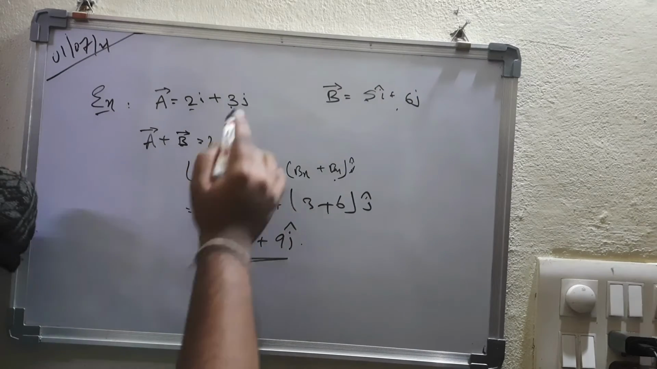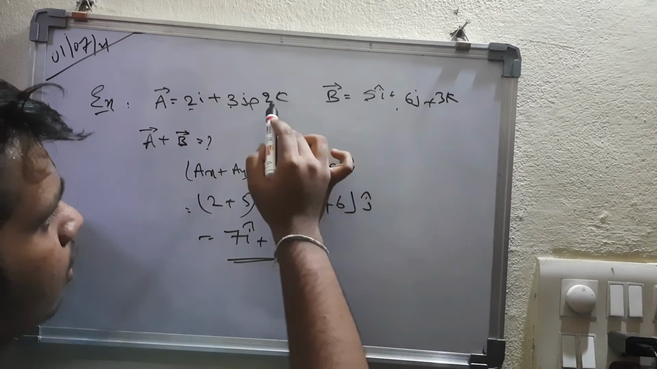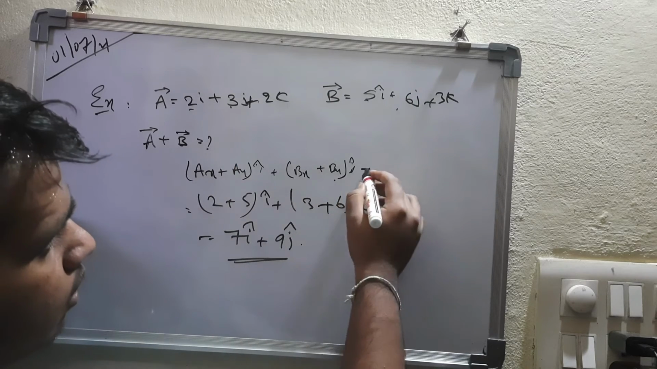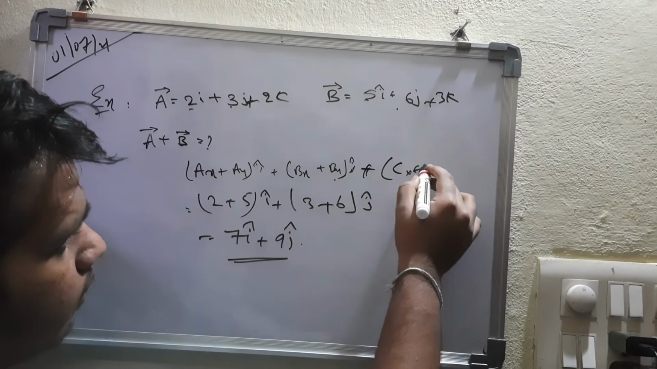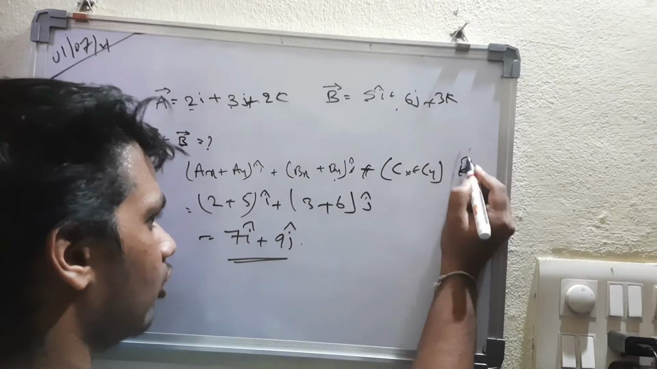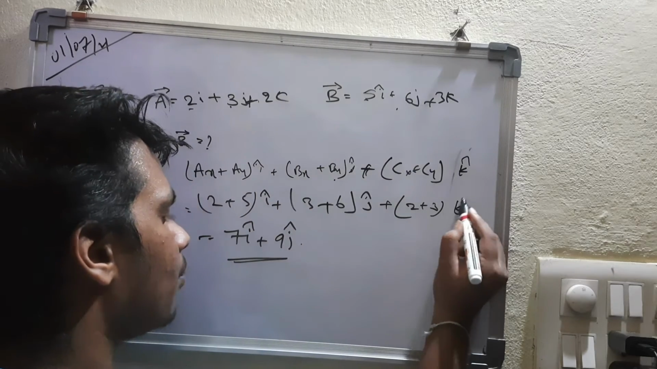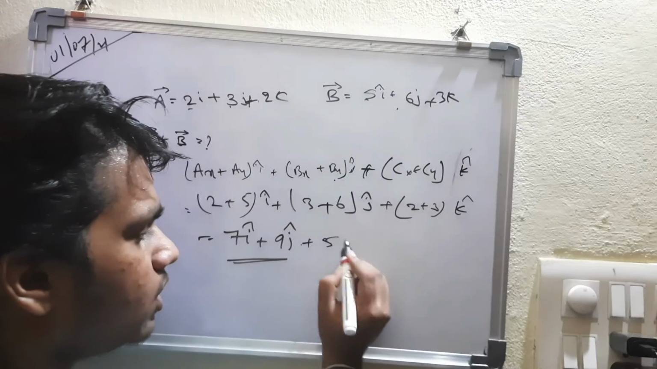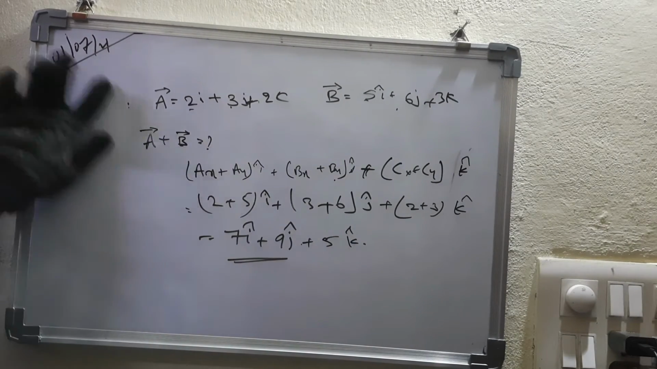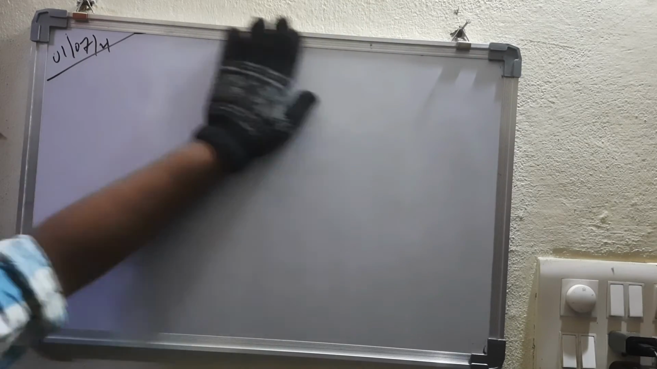Okay. If they give k, 2k and 3k, simply (cx plus cy) into k cap. Simply add these two in the same way. 2 plus 3 into k cap, that is 5 k cap. That's it. Clear? Addition of vectors in Cartesian form. This is the basic concept.